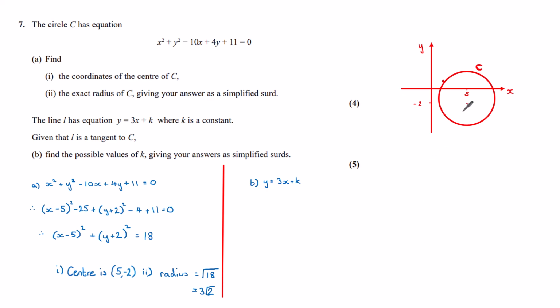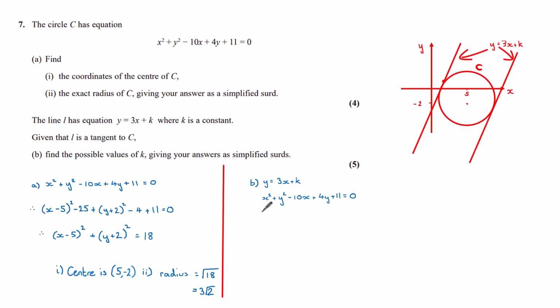Now I know the centre of my circle to be 5, minus 2, and I know my radius to be 3 root 2, so I know it to be less than 5, so this circle isn't going to cross my y-axis. Now my line 3x plus k, I know to have a gradient of 3, so I can roughly sketch two lines. These are the two possible lines which could be tangents to my circle C. So you'll notice one touches on this top edge and one on this bottom. So there are two possible values of k to find.